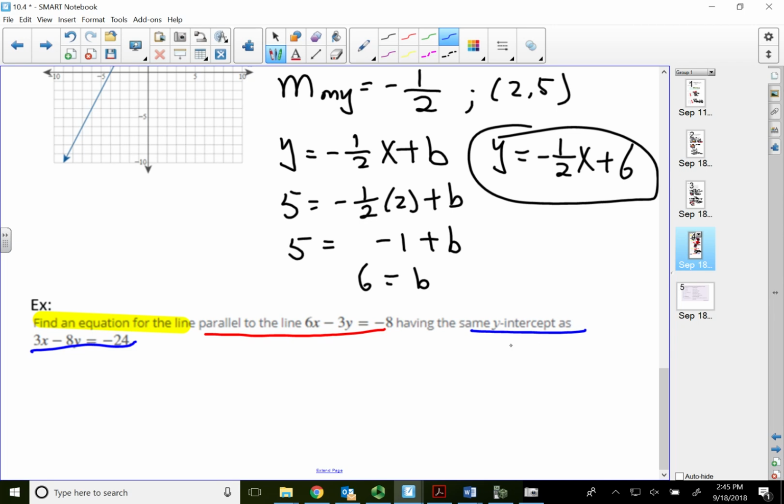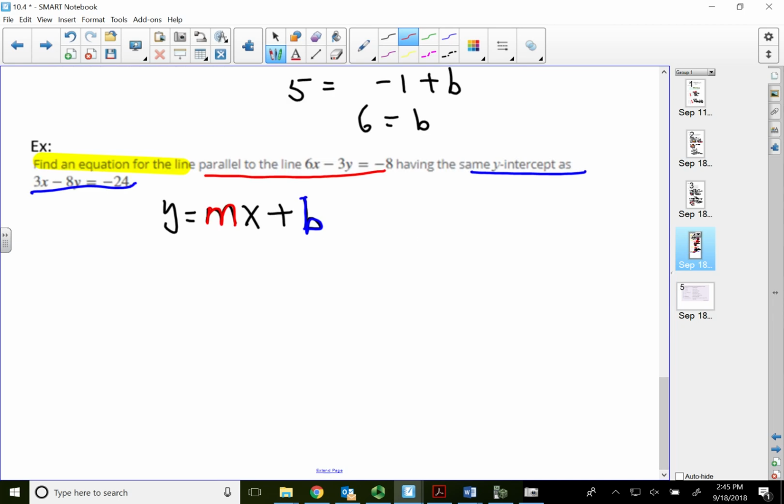If I have the same y-intercept as the other line, then my slope-intercept form, y equals mx plus b, will be complete. I need the slope-intercept form from 3x minus 8y equals negative 4, and I need a slope from the red line. So let's do the slope first. My line is parallel to this line, 6x minus 3y equals negative 8. Once I rewrite it in slope-intercept form, I will know their slope and my slope.